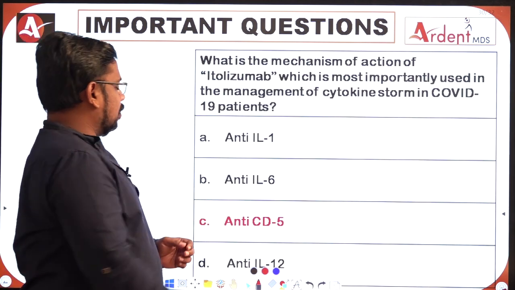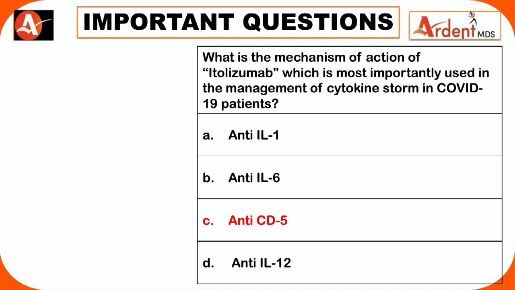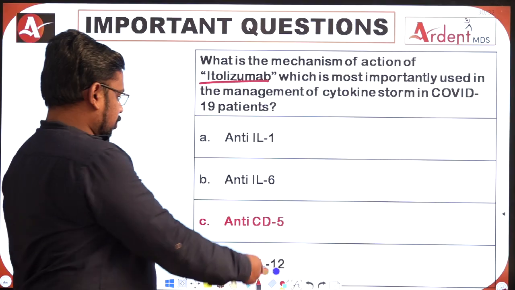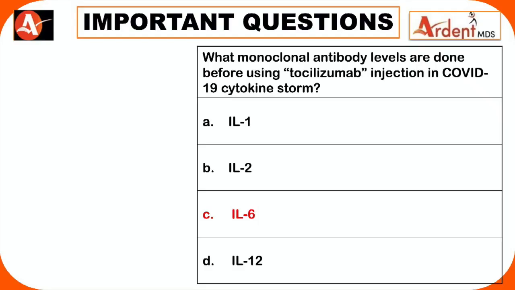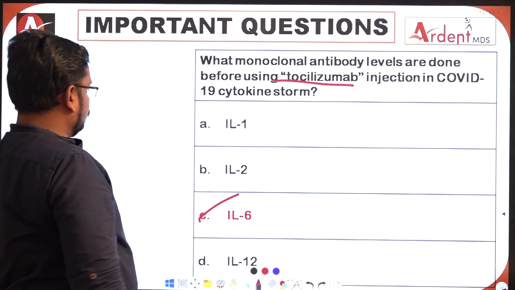What is the mechanism of tocilizumab? It is most importantly used in the management of cytokine storm in COVID-19 patients. It acts as anti-IL-6 receptor. What monoclonal antibody levels are done before using tocilizumab? Yes, the answer is interleukin 6.